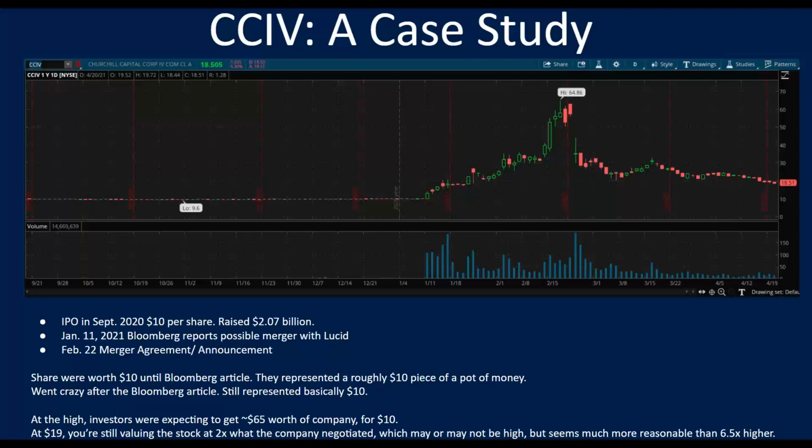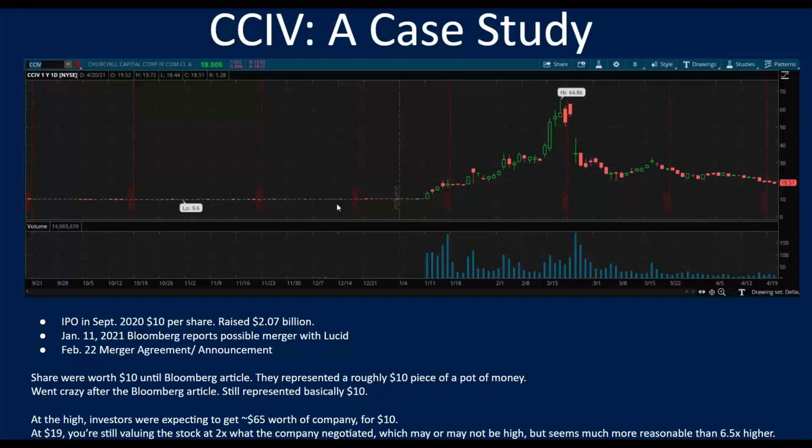And so in the IPO, you get shares of stock and usually some warrants to buy stock at another price in the future. But we'll just say $10 per share. So they raised $2.7 billion, a little over $1 billion. Okay, so the stock just trades along at about $10 a share for a long time, right?